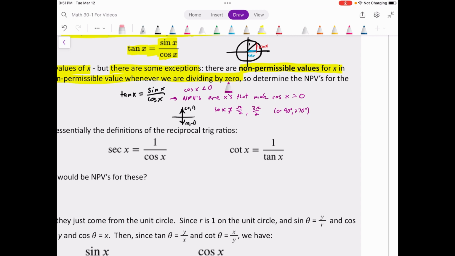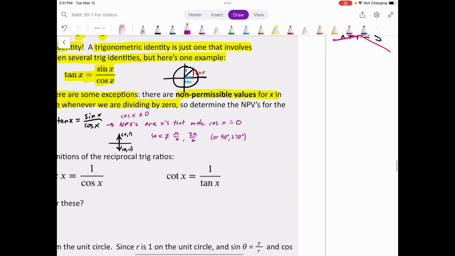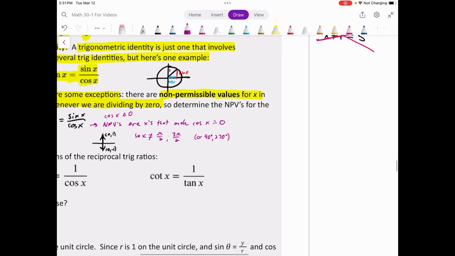Because it's not just 90 and 270, it's also 90 plus 360 and 270 plus 360 or 270 plus 720, right? Full circles are going to get us back to cos x equaling 0. So we have to include all of those, okay? So let's just say x cannot equal pi over 2 plus 2 pi n, where n is an integer. x cannot equal 3 pi over 2 plus 2 pi n, where n is an integer.